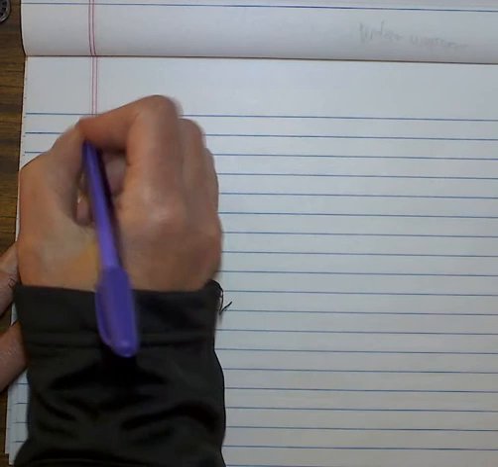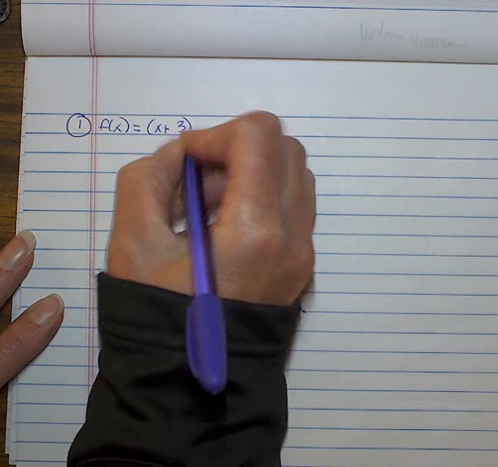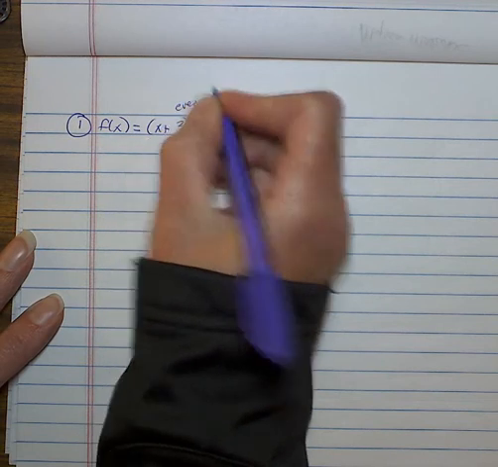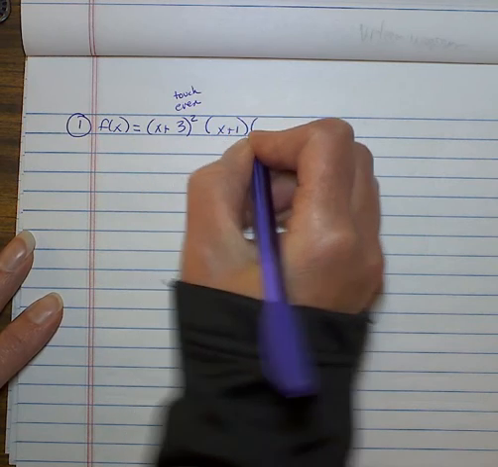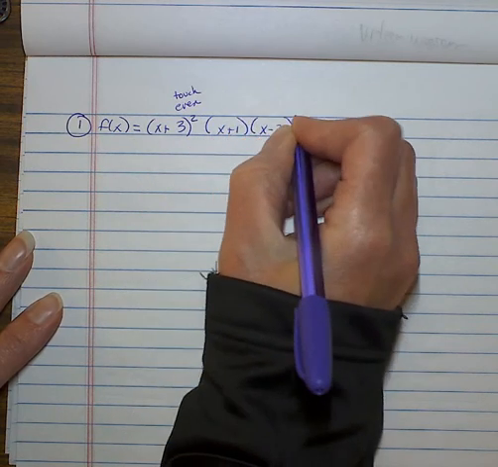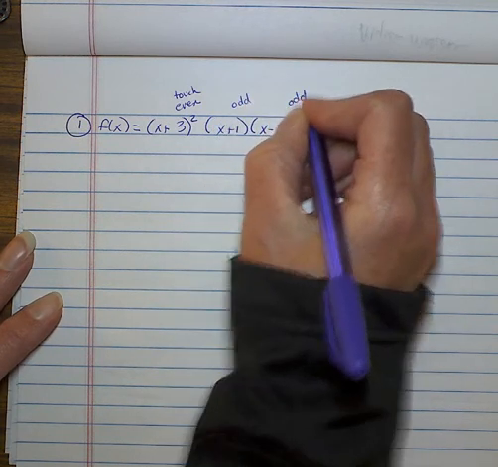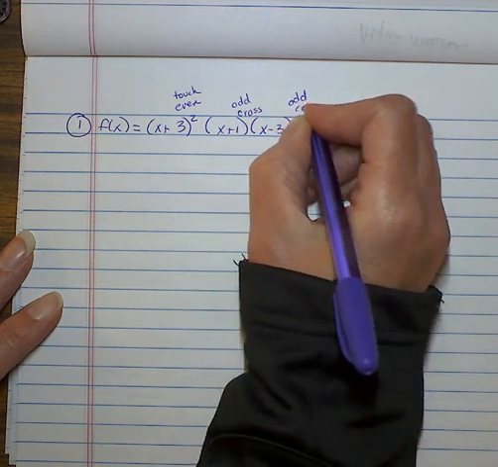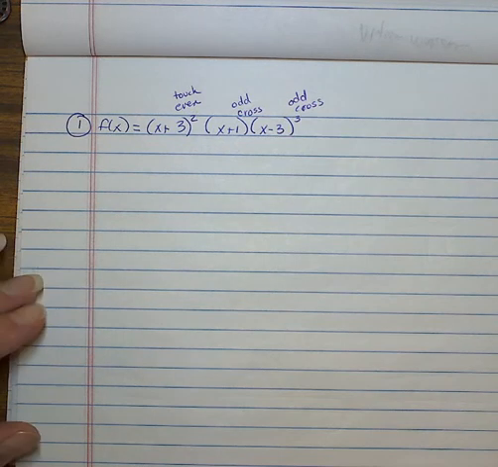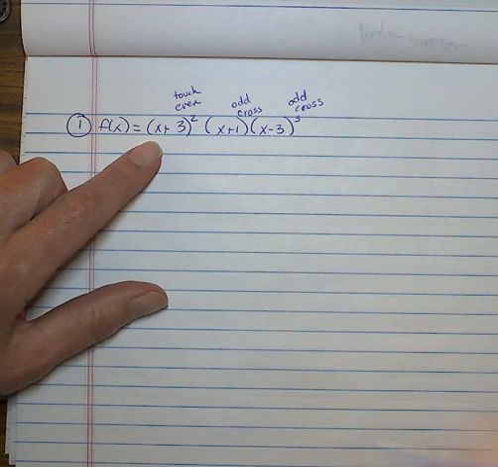Okay, number 1. Equation f of x equals x plus 3 quantity squared. This is even, so this will touch. Times the quantity x plus 1 times the quantity x minus 3 to the third. Now this is odd and this is odd. So it will cross. C-R-O-S-S. Okay, now the other thing I need to figure out, what degree is this? So what is my graph going to look like?